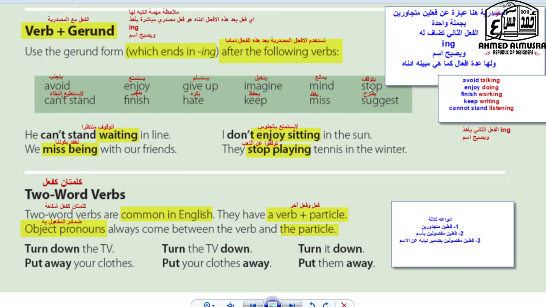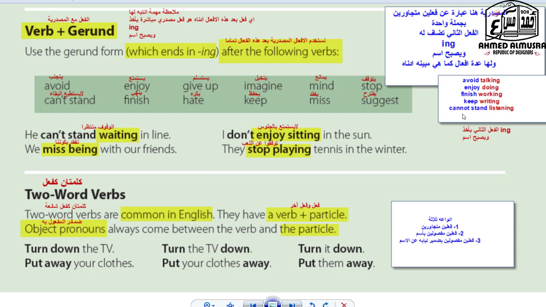Stop playing. So those are two verbs. The first one is a normal verb like this one, and the other one has ing, and it will be turned into a noun. Look at this: avoid talking, enjoy doing, finish working, keep writing. Suggest: I suggest speaking. I suggest a speaking class.